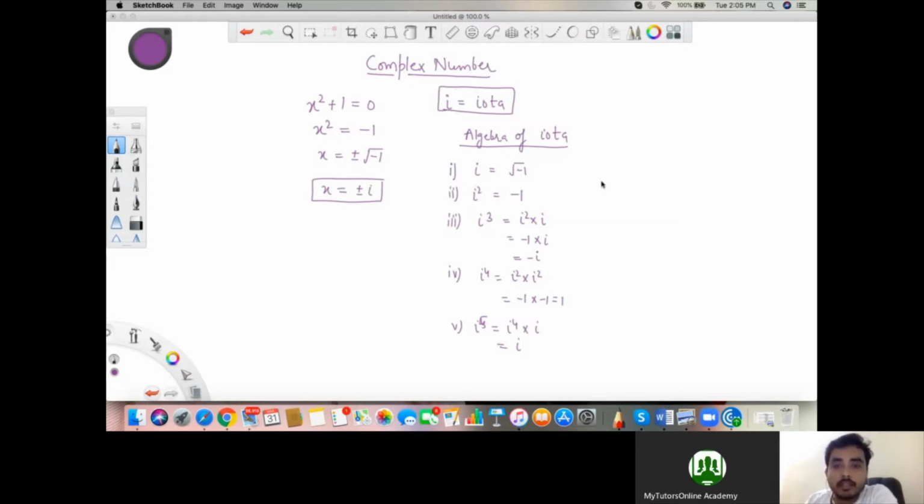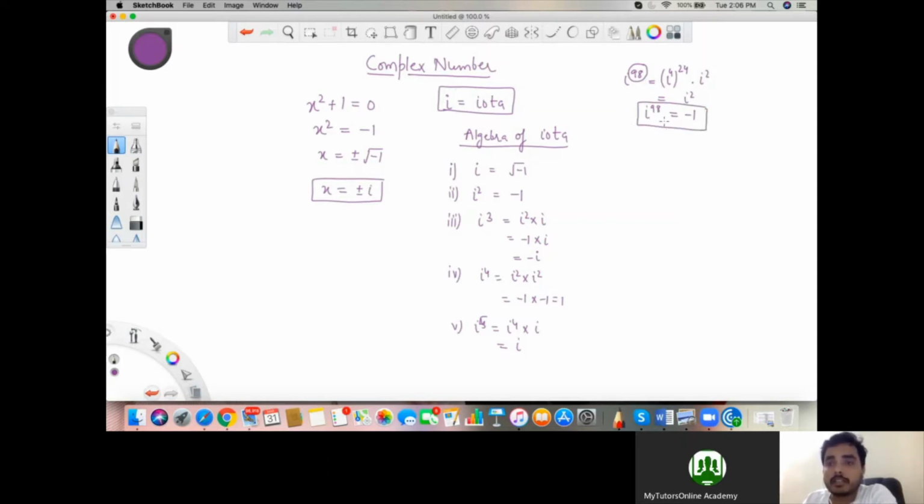Similarly, if I need to find out, let's say, iota power 98, what we need to check is, if I divide this number by 4, what is the remainder? So if I divide the number 98 by 4, I can write this as iota power 4 into 24, that will be iota power 96 into iota square. Hence we know that iota power 4 is equal to 1. So that means it is 1 into iota square. Hence this will be equal to minus 1. So we can simply say that iota power 98 will be equal to minus 1.